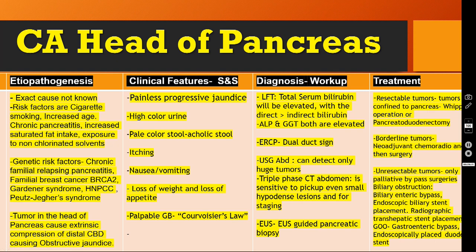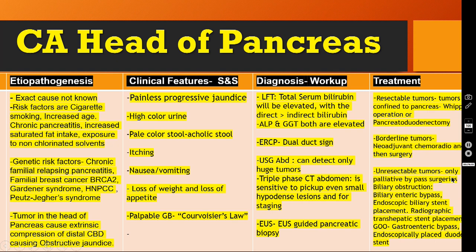Still, we can do surgery, but we can do what is called neoadjuvant chemoradiation to downstage the disease or to reduce the size of the tumor, and then you can go for surgery. In case of unresectable tumor, only palliative bypass surgeries are possible, where we can do what is called palliative triple bypass. Open surgery, we can do cholecystojejunostomy and then gastrojejunostomy and jejunojejunostomy.